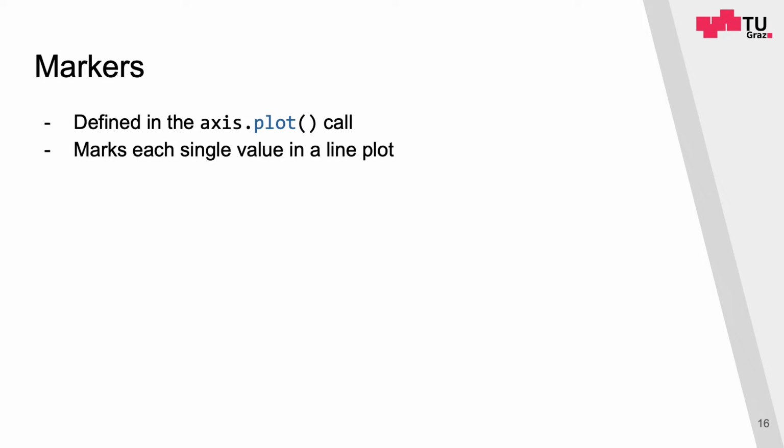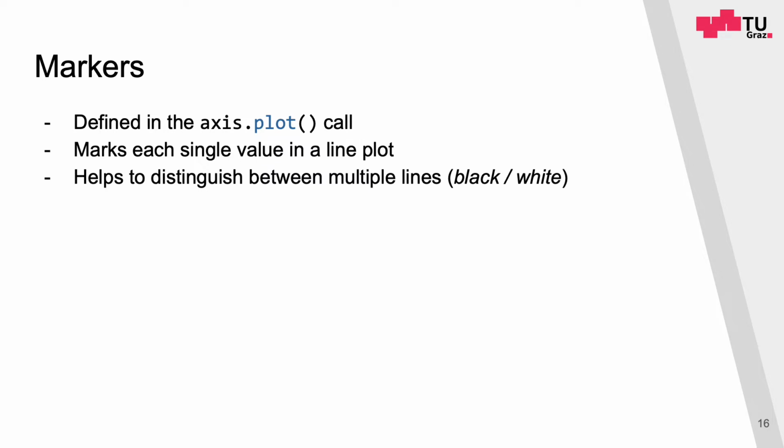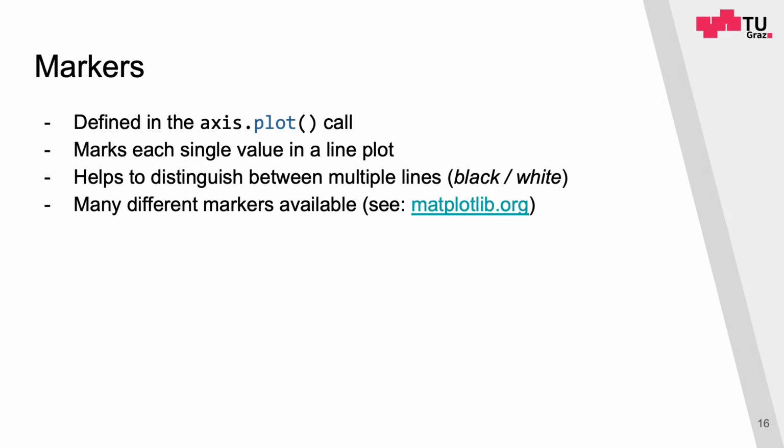So then let's move on to markers. So markers are defined in the axis.plot call, and those markers mark each single value in a line plot, for example, and this helps to distinguish between multiple lines. So for example, if you produce a black and white plot, since you are printing it out, for example, only in black and white, a really helpful way to distinguish multiple lines of the same color is using different markers for each line. And there are many different markers available, so you can check out the Matplotlib documentation there.